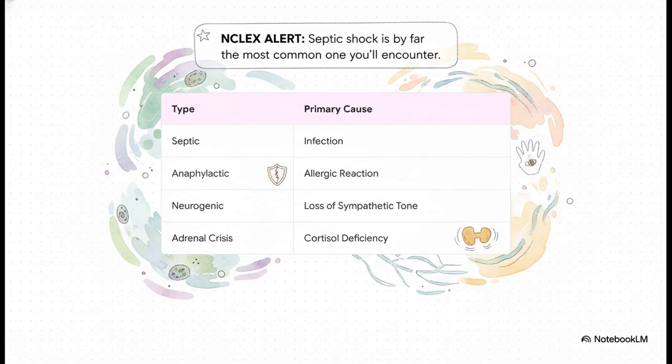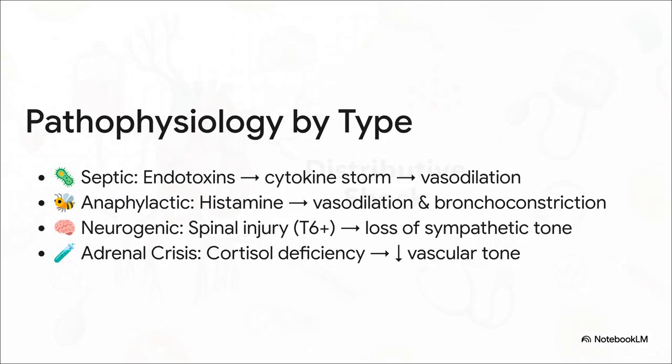And see that alert? Don't forget it. Sepsis is by far the most common cause you're going to see in the real world. And each one has its own little story. For sepsis, bacterial toxins trigger something called a cytokine storm. It's like the body's immune system goes completely haywire. For anaphylaxis, it's a massive release of histamine that makes the vessels leaky and wide. With neurogenic shock, an injury high up on the spinal cord just knocks out the nerve signals that tell the vessels to stay tight. And in adrenal crisis, without cortisol, the vessels just lose their ability to maintain any tone at all.